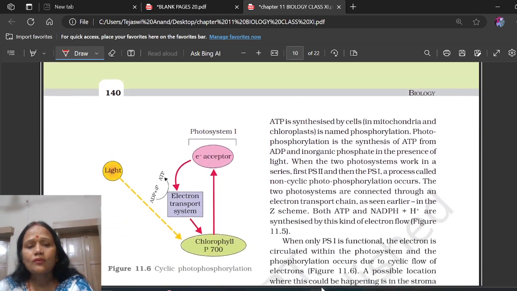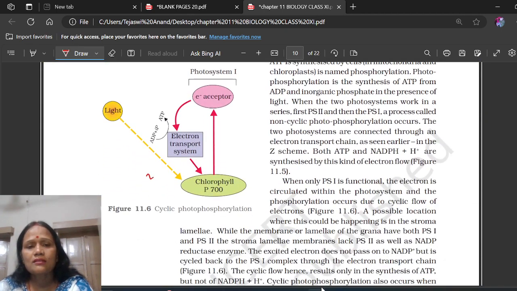In cyclic photophosphorylation that I had discussed here, ADP plus iP, ATP, light is falling, first step. Then chlorophyll P700, only chlorophyll P700 will be active here. Here PS2 will not be working. It is accepted by the electron acceptor. The third step, it is passing through the ETS system, electron transport system. यहाँ पे ADP convert हो गया तो ATP का formation हो गया.